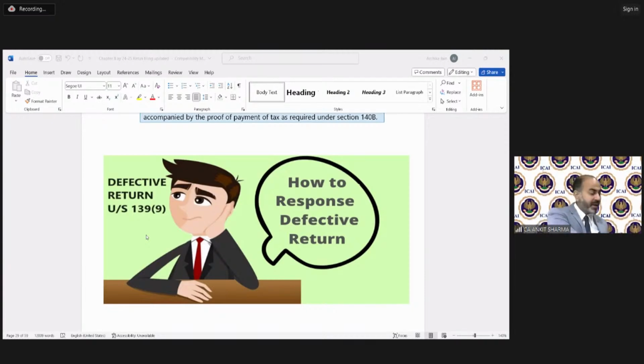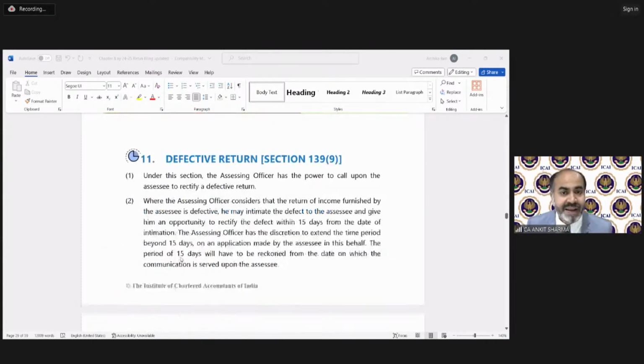And if you are able to rectify that defect in 15 days, then the return will be called a valid return. But if you are not able to rectify the defect within 15 days, then that return will be called an invalid return, and it will be supposed that no return has been filed. So it's a very important section, section 139(9).